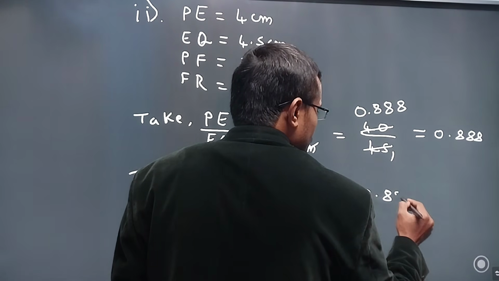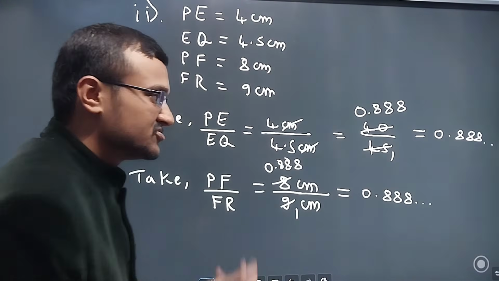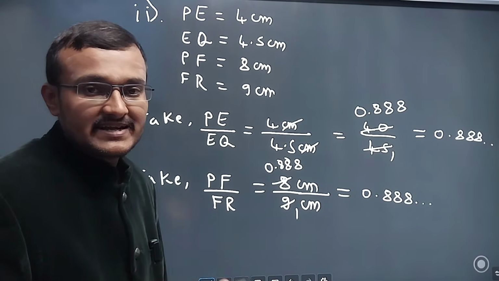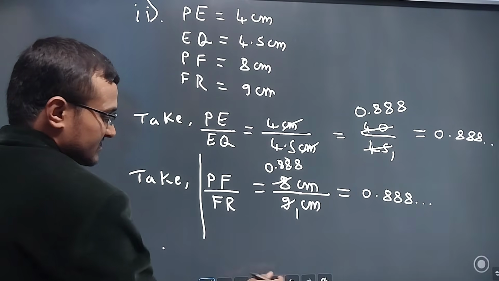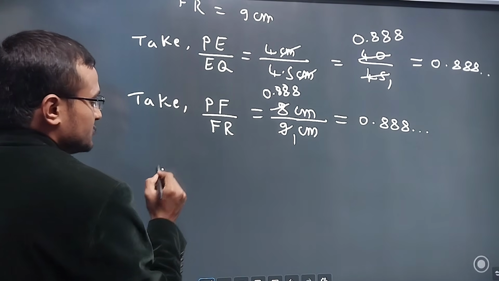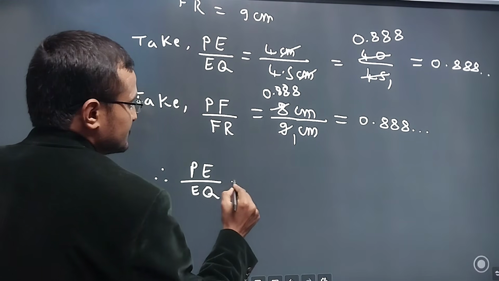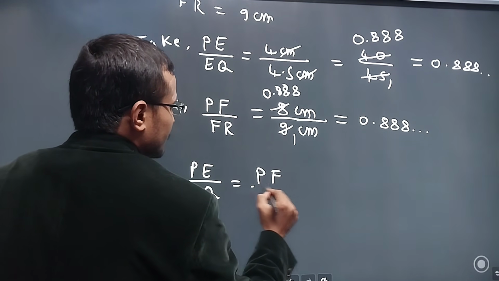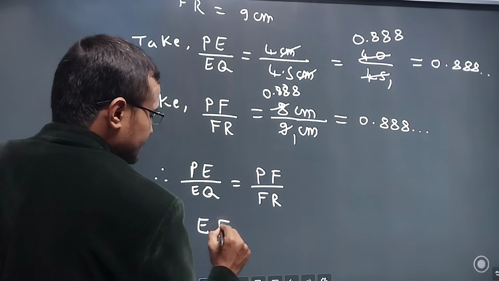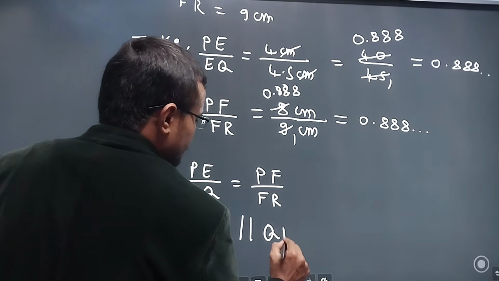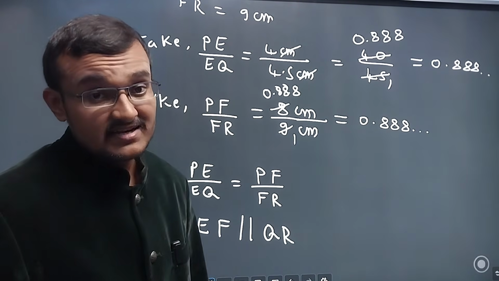So here also it goes on like 0.888. It goes on like this. In both the ratios, if you see, it is equal to 0.8888 and it goes on like that. So that means here both the ratios are equal to each other. Therefore PE by EQ is equal to PF by FR. So therefore here EF is parallel to QR in this second question.